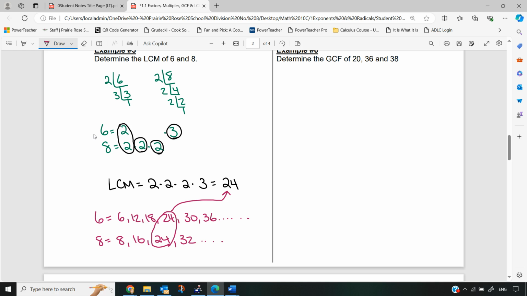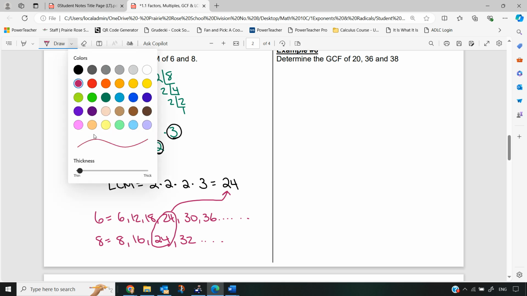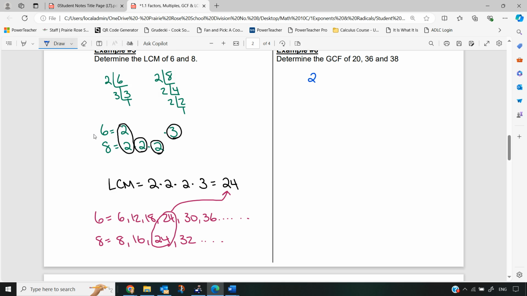All right, so let's take a look at the 3 numbers here. Now this one I'm going to talk you through because it is slightly different when we're looking at more than 2 numbers. So I've got 20. 20 divided by 2 is 10. 10 divided by 2 is 5. 5 divided by 5 is 1. And then we've got 36. Divided by 2 is 18. Divided by 2 is 9. Divided by 3, 3, 3, and 1.